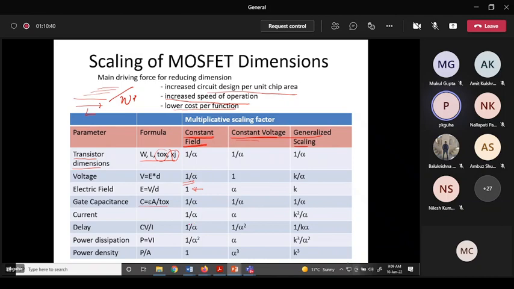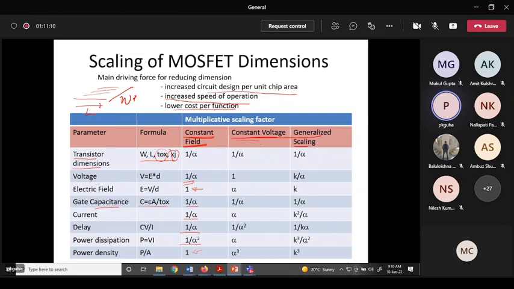Okay, and then you will get a little bit more insight. But for the time being, you just believe what I am saying now. Okay, please believe that. So gate capacitance will be reduced, current will be reduced, current in the MOSFET maybe in the saturation region will be reduced, delay, power dissipation will be reduced. Okay, but power density will remain the same, right? So this is the constant field approach.